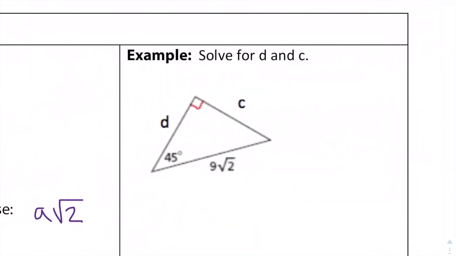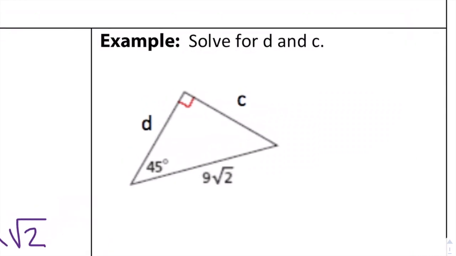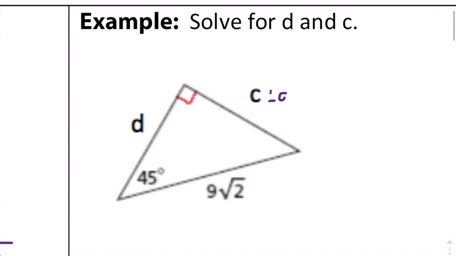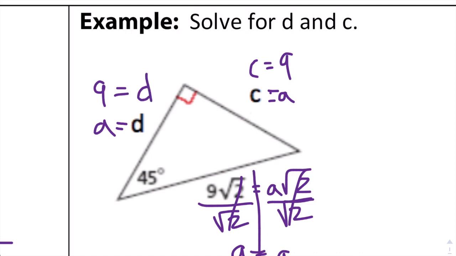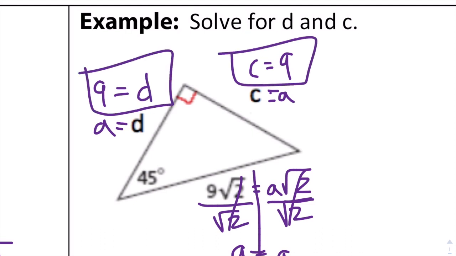Okay, so let's try an example here. We're going to start again by labeling our three sides. So the two legs are the A and the A, and the hypotenuse is the A root 2. And like before, our first step is to always solve for A. So we're trying to get A alone. I'm going to divide by the square root of 2 on both sides. And this one turns out to be nice because we divide and we get 9 is A. So that means C is 9 because we're just plugging in a 9 wherever we see A. And D is 9. Cool.